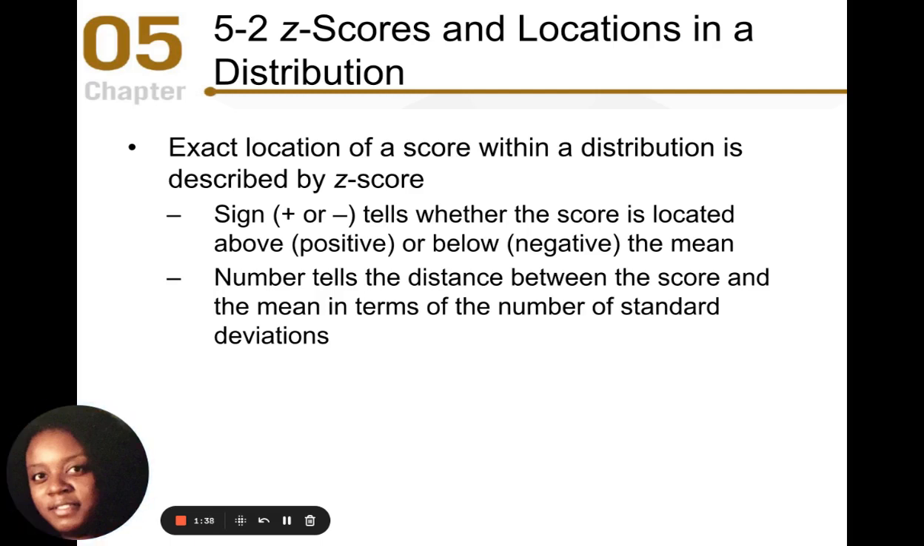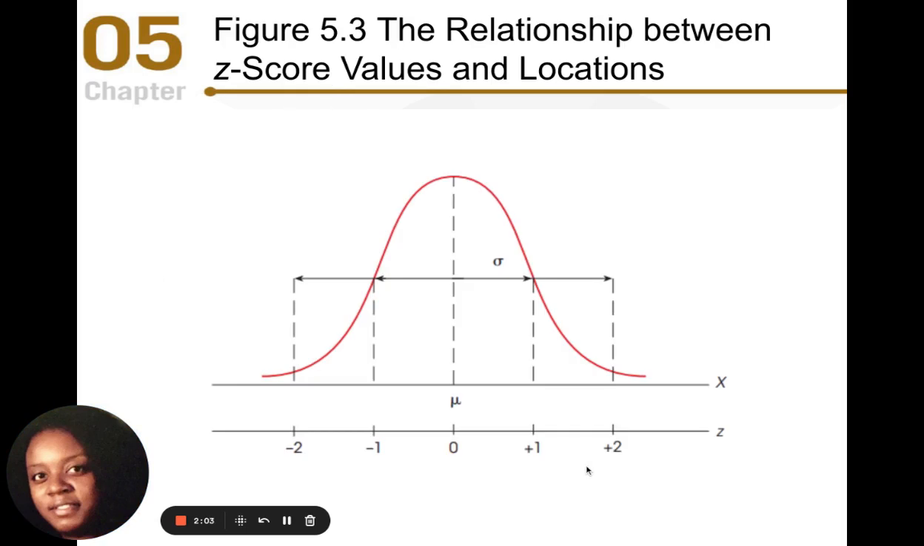The exact location of a score within a distribution is described by a z-score. We use the plus or minus sign to tell us whether the score is located above, in a positive position, or below, in a negative position, the mean. The number tells the distance between the score and the mean in terms of the number of standard deviations. So in figure 5.3, we've got the relationship between z-score values and location values.